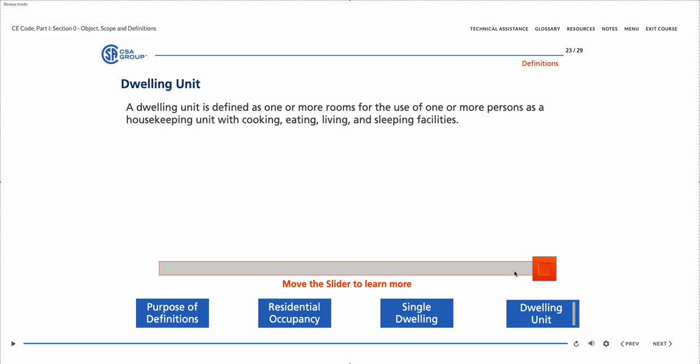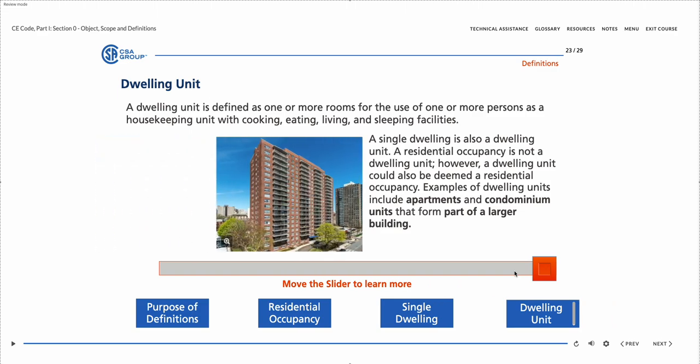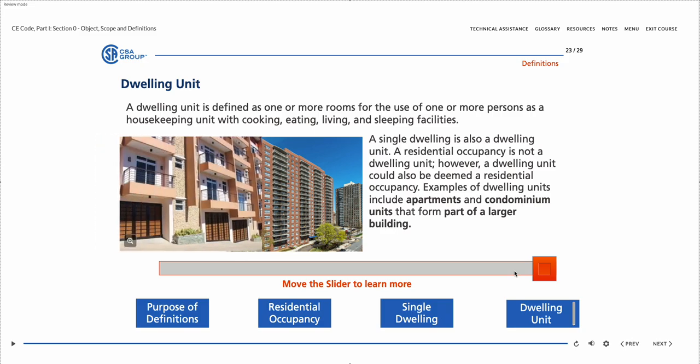A dwelling unit is defined as one or more rooms for the use of one or more persons as a housekeeping unit, with cooking, eating, living, and sleeping facilities. A single dwelling is also a dwelling unit. A residential occupancy is not a dwelling unit. However, a dwelling unit could also be deemed a residential occupancy. Examples of dwelling units include apartments and condominium units that form part of a larger building.